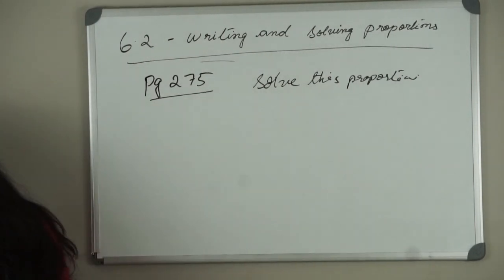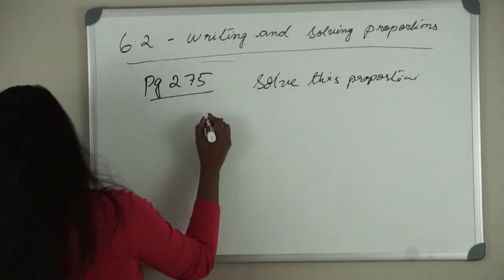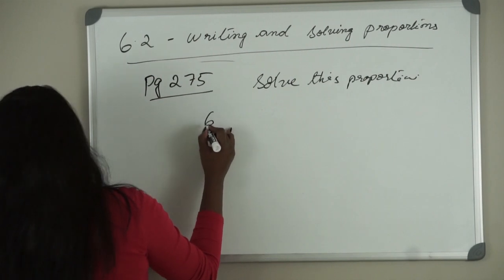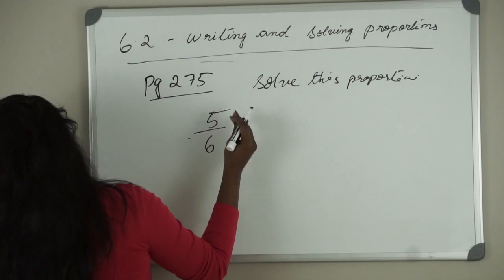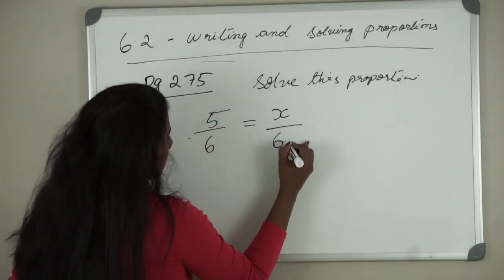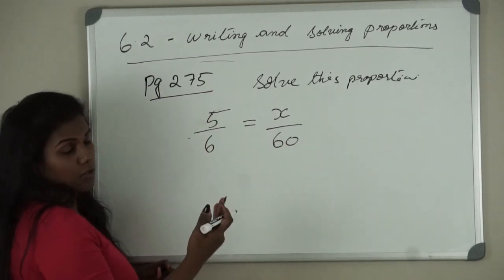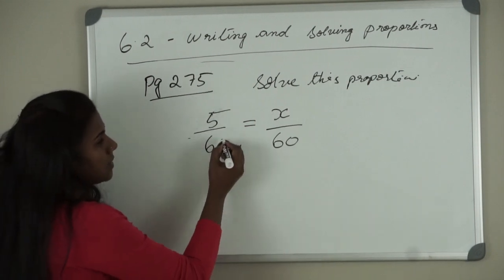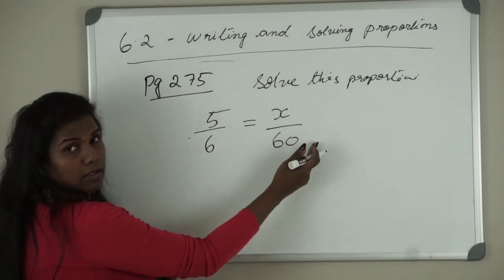Okay, let's see another example. So solve this proportion using equivalent ratios, okay? So it says, 5/6 is equivalent to x over 60. So they're saying this is an equivalent ratio, so solve it. So once they say equivalent, what does it mean? You can multiply some number with the numerator and denominator to get this, correct?